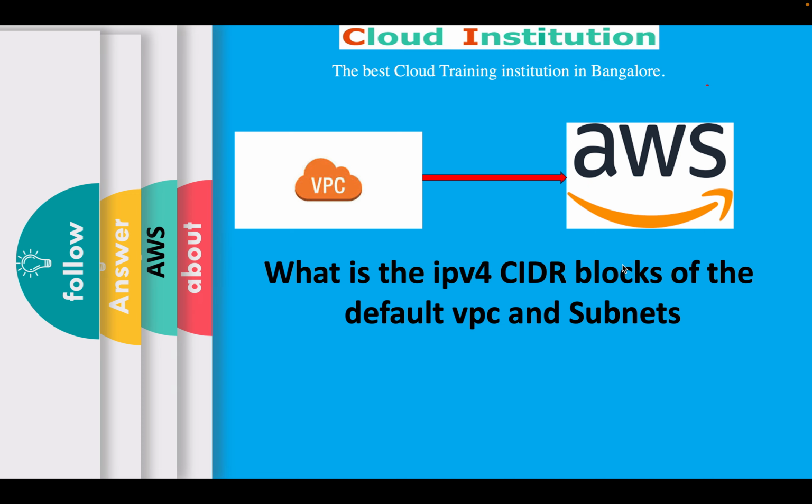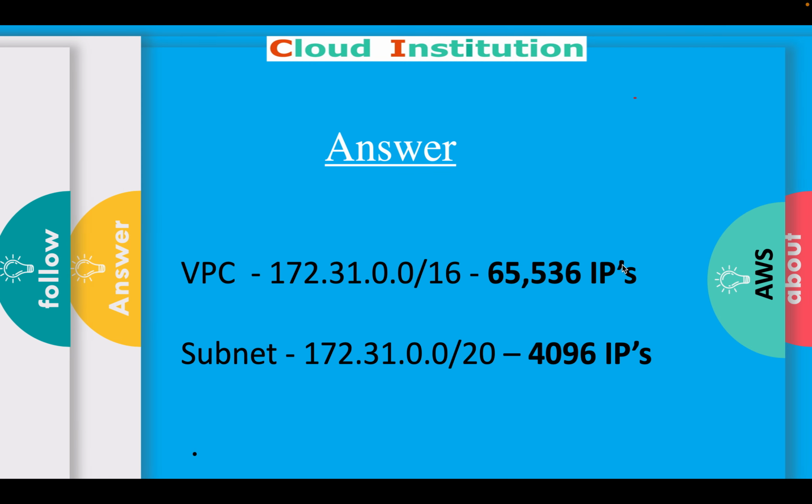So the answer for this question is that the VPC has the default CIDR block of 172.31.0.0/16, which has 65,536 IP addresses. The default subnet is going to be 172.31.0.0/20, which has 4,096 IP addresses. So these are the IP address ranges which are available. What could be the next subnet? Are we going to have only one subnet, or how many subnets are you going to have? Let's see all these things in the demo.